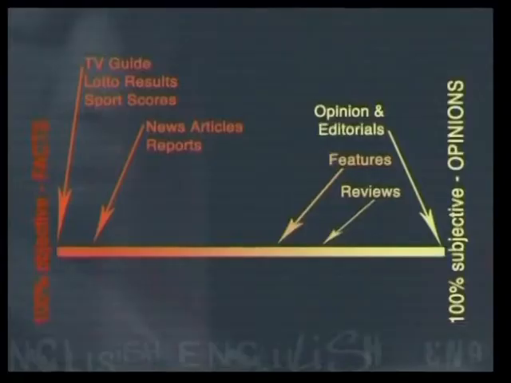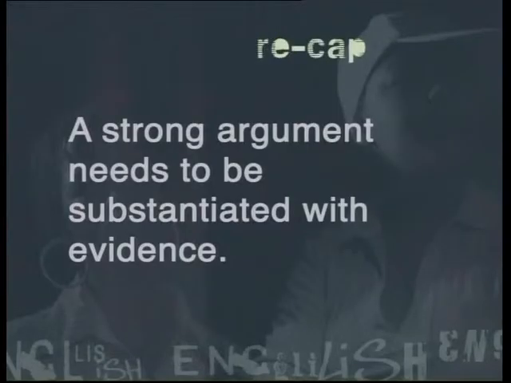Let's take a look at our diagram and plot where the opinion and editorial articles in the paper would go. The opinion piece is a subjective piece of writing. Just like the review, the opinion piece is about a person's point of view. And also like the review, it is really important to remember that the writer is trying to persuade people that their way of thinking is correct. Persuading people means that you have to make a strong argument. And as I'm sure you remember from other English lessons, a strong argument needs to be substantiated with evidence.